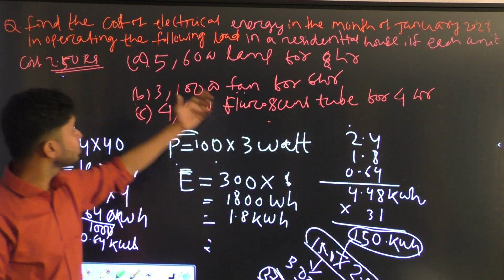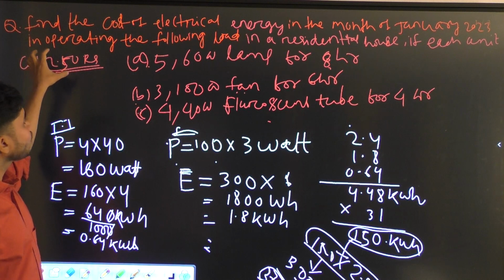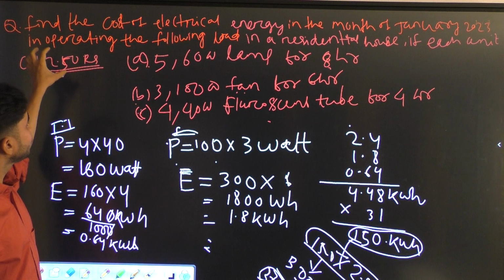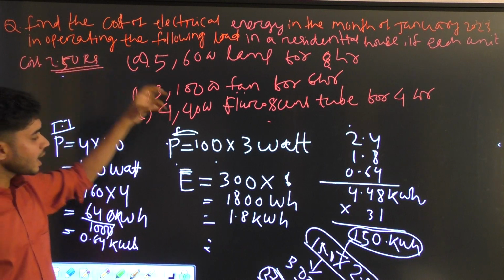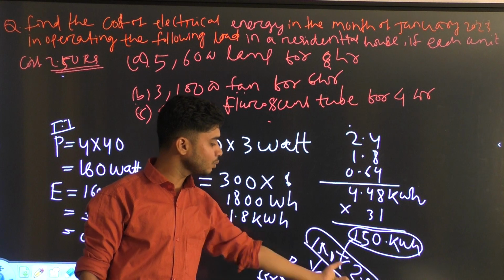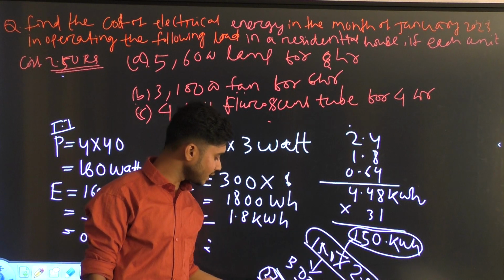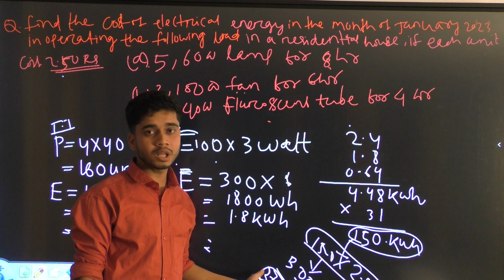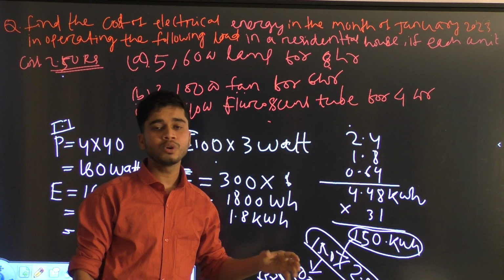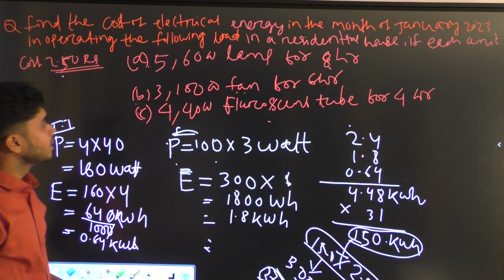Then you need to look at the question, what is the cost for 1 unit of electricity? Each unit cost is 2.50 rupees, and here the total is 150 units. So multiply 150 with 2.50. This is approximately 375 rupees. Okay, this is the amount of rupees you have to pay to the company which is providing you with the electricity.